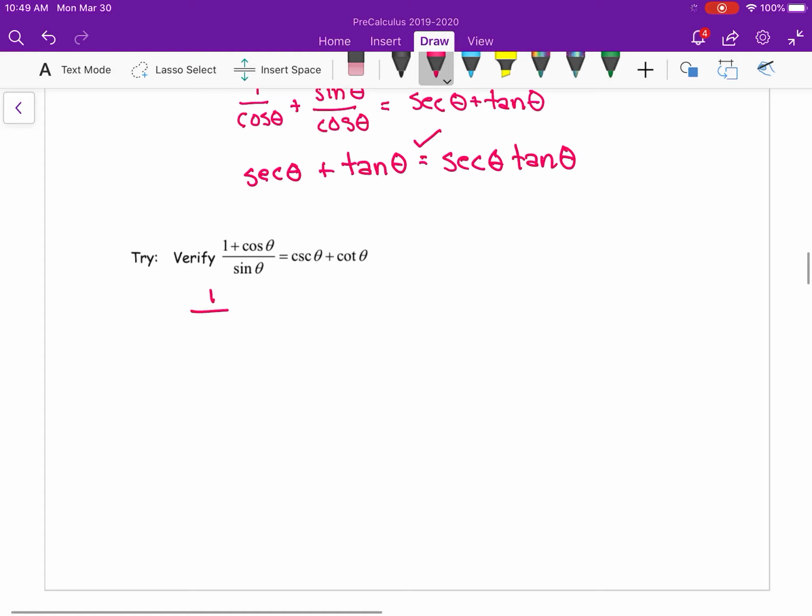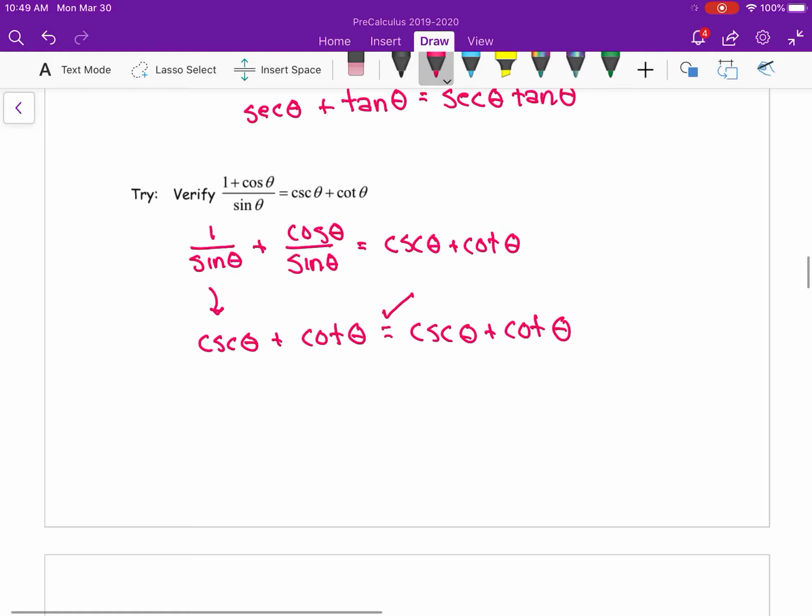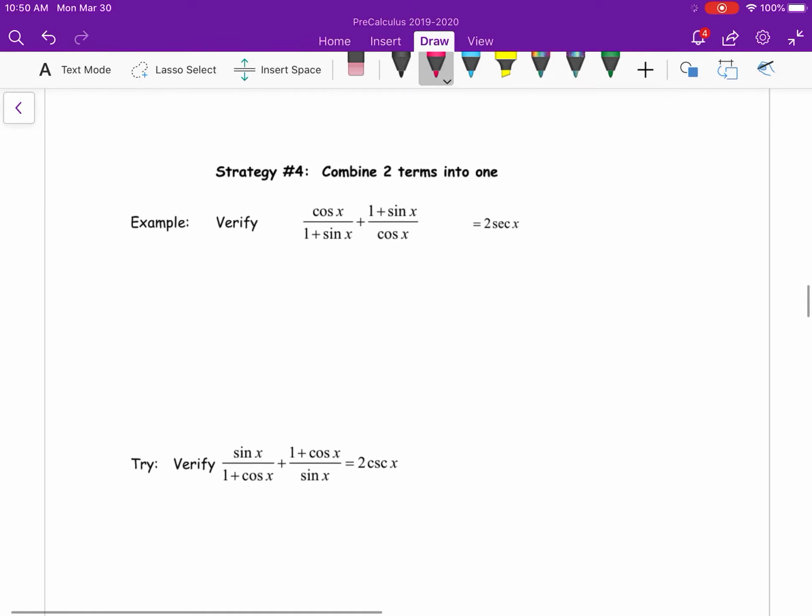Same thing here. This would be 1 over sine theta plus cosine theta over sine theta equals cosecant theta plus cotangent theta. And as you can see here, this is cosecant theta, this is cotangent theta, and this equals cosecant theta plus cotangent theta. So that works out. So these are just like proofs from geometry, and that's kind of what you want to think about. You want to make one side equal to the other side.